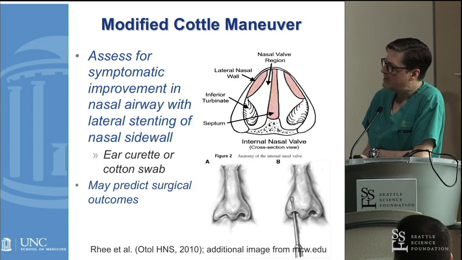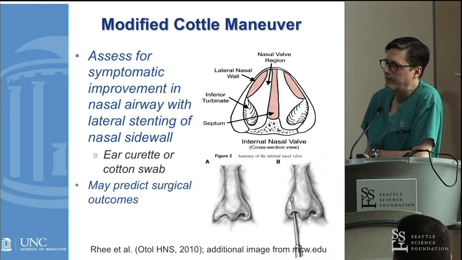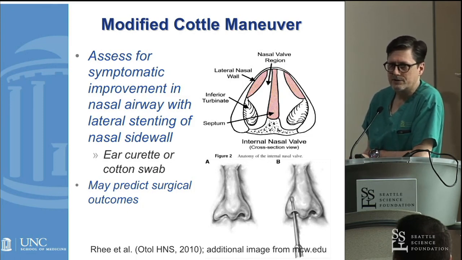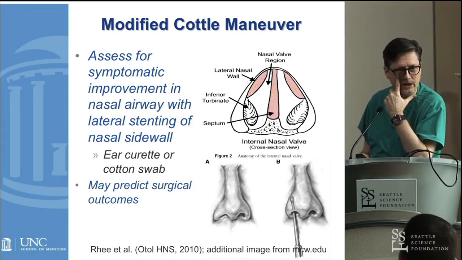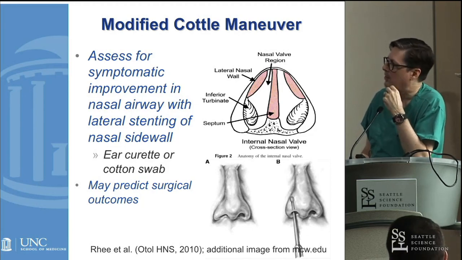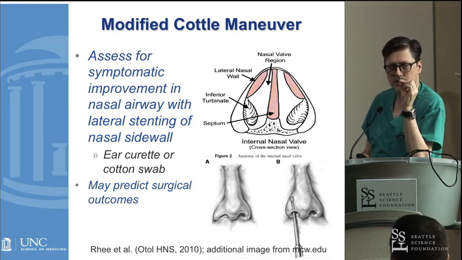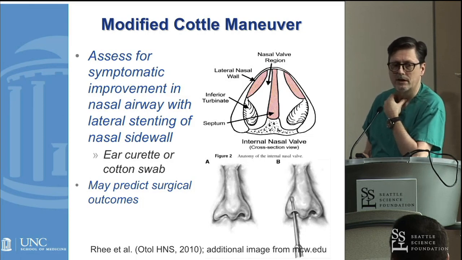All right. So what I do for my patients when I'm trying to assess for valve reconstruction, I really have come to rely on the modified caudal maneuver. It's very simple, as opposed to a caudal maneuver where you put your finger on the outside of the nose, dragging the face over. I just put an ear curette into the nasal cavity and put a little gentle pressure up on the upper lateral cartilage. That's generally where I push. And if patients note some significant benefit with that, then I'm willing to consider doing something for them.